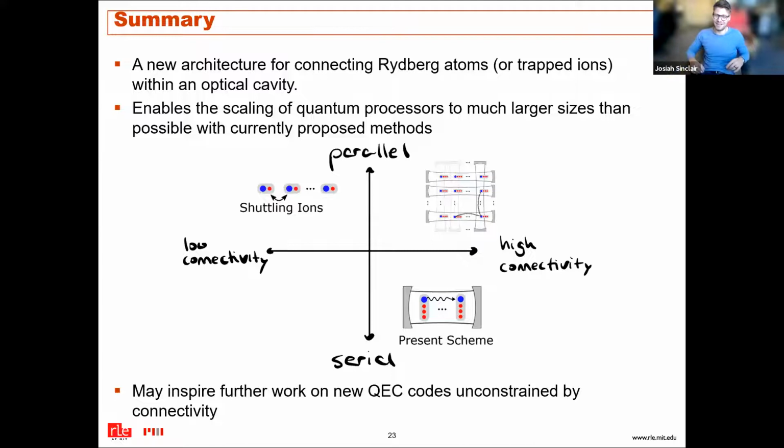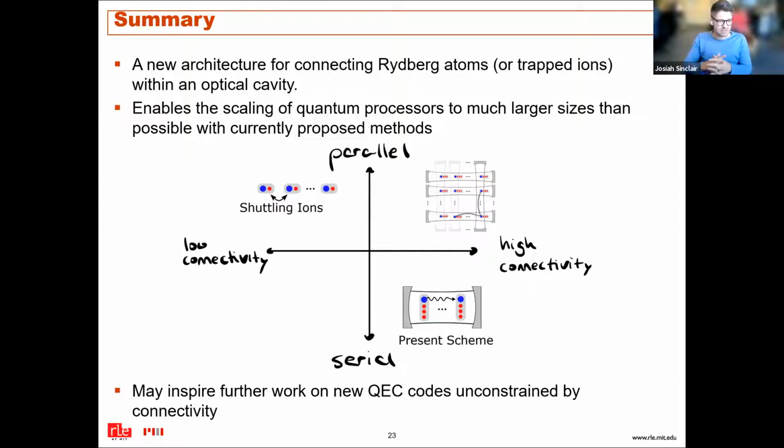In summary, I have described to you a new architecture for connecting Rydberg atoms, which turns out to apply also to connecting trapped ion chains using an optical cavity. Our architecture enables the scaling of totally connected quantum processors to much larger sizes than possible with currently proposed methods, unleashing highly connected systems with many hundreds or thousands of qubits for NISQ applications.